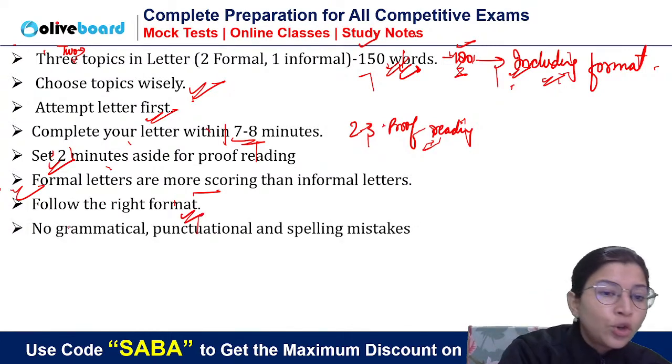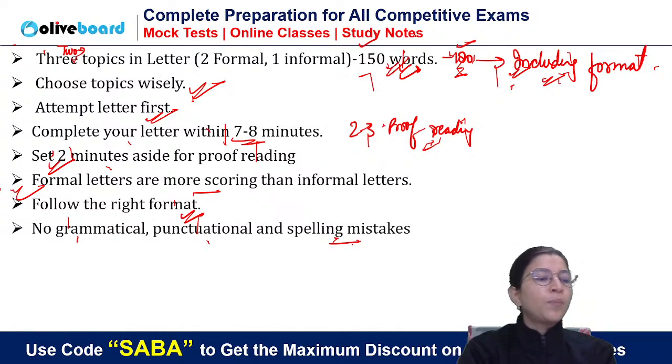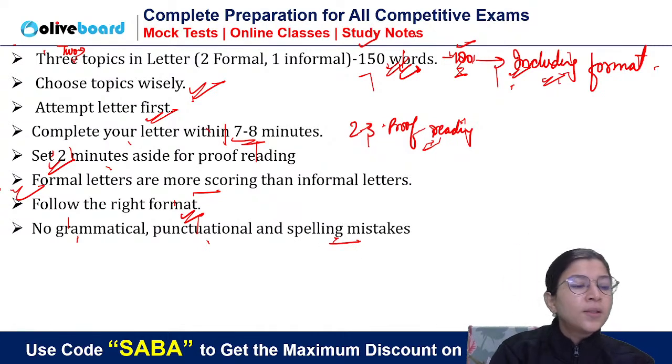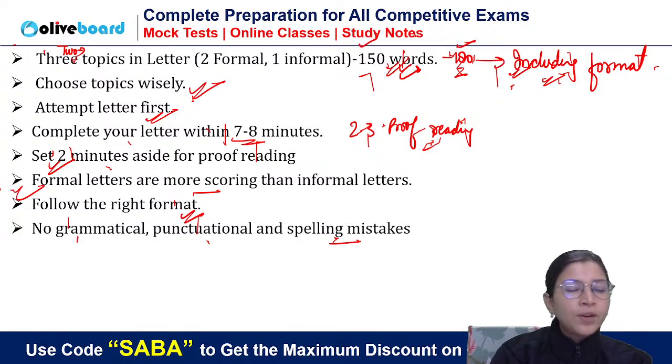There should not be grammatical, punctuational and spelling mistakes in any descriptive writing, be it essay or letter, because the more mistakes you make, the more marks you will be losing. So make sure that you at least do the proofreading so that you have minimum errors. We can't write 100% error free, but at least we can make sure that we are writing minimum. We will try to minimize our errors.